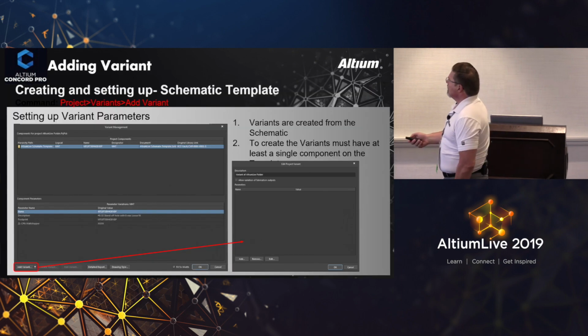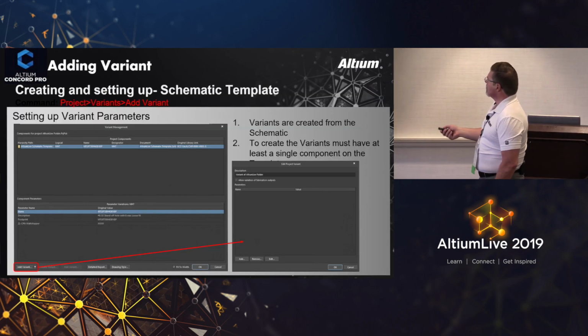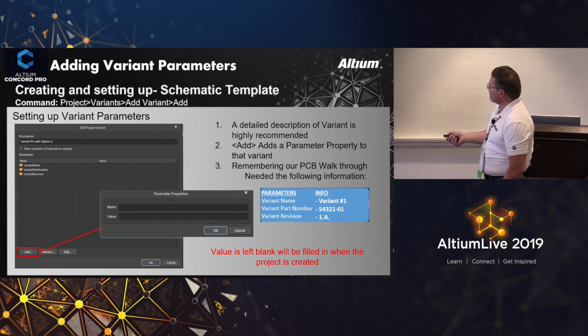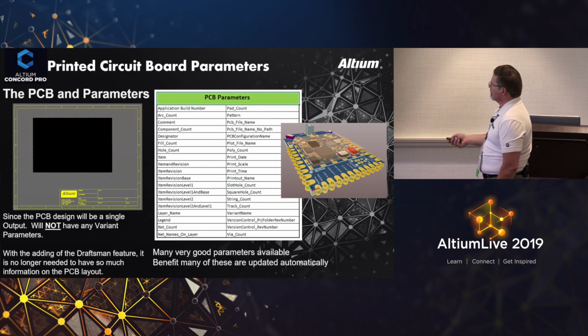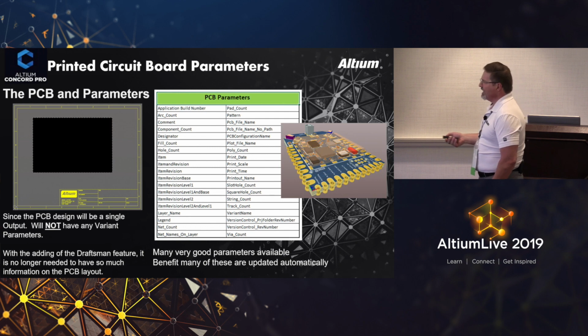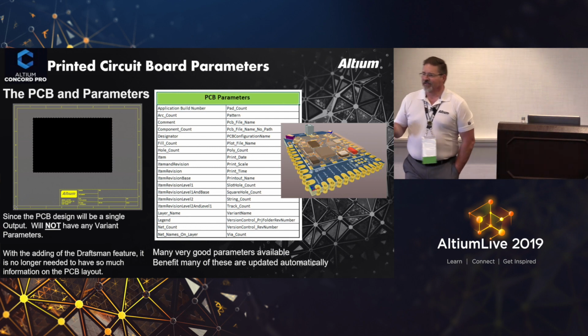When setting up your variants, there are also variant parameters that you can set up. The information that goes in here would be the variant name, variant part number, and variant revision. So here are your variant properties and your variant information, which would be your parameter information. The same goes for the PCB. Here's a little hint, a little trick.